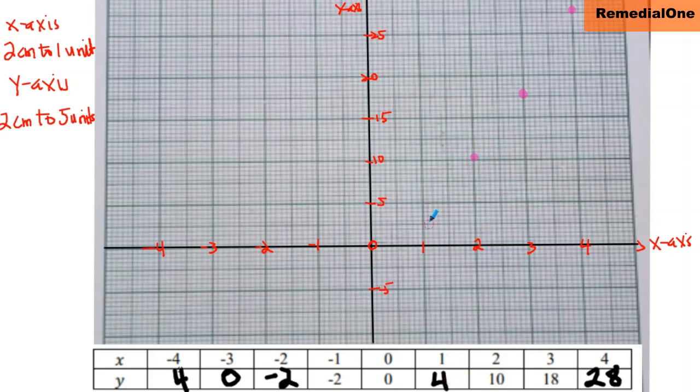1, 4. So each point is 2 2. So you need 8 boxes here. So 5, 6, 7, 8. So it's going to be right there.